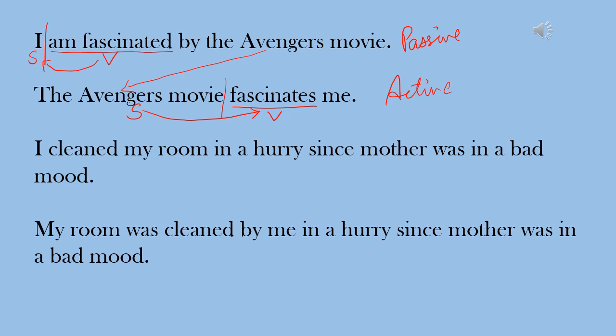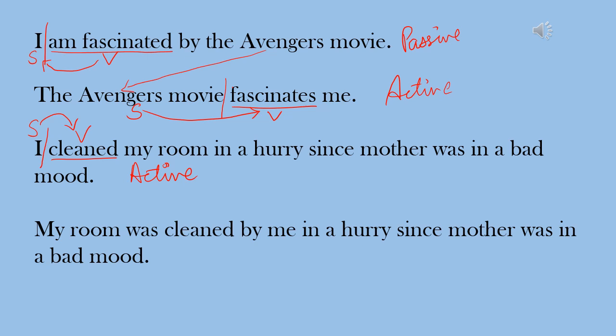I cleaned my room in a hurry since mother was in a bad mood. So I is the subject, cleaned my room. That is the action which is taking place. So I is the subject and cleaned is the verb. And the entire second part, cleaned my room in a hurry since mother was in a bad mood, that is the predicate. So I is the subject and I is the doer of the action of cleaning. So the sentence is in the active voice.